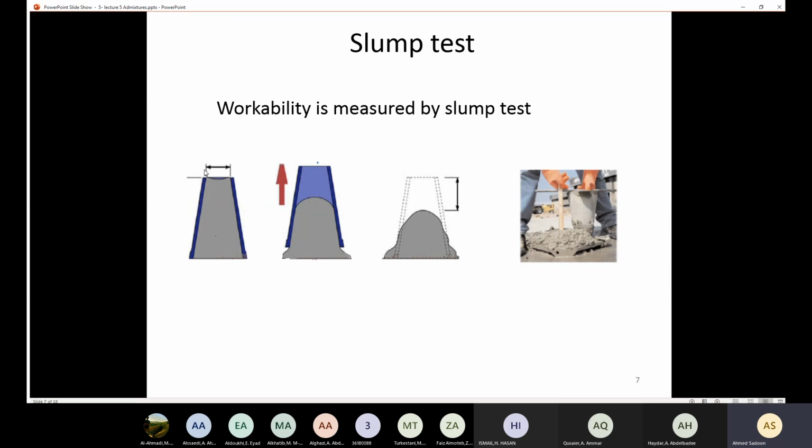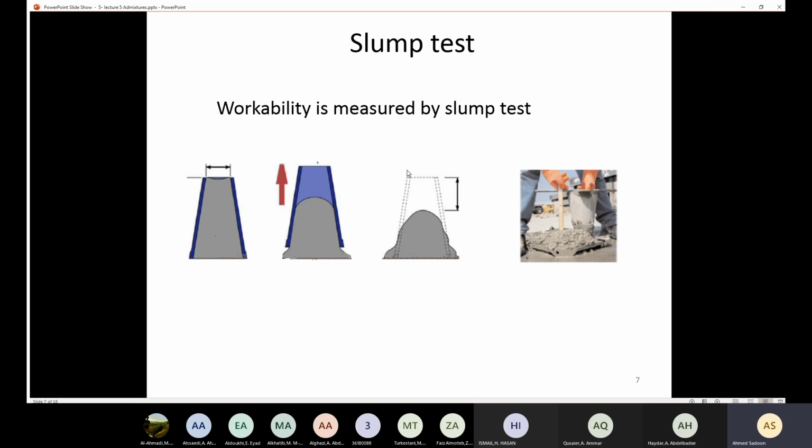The stroke is going to provide compaction. I'm going to decrease the voids. Then I'm going to release that conical shape from the concrete. And as a result, we are going to have a decrease in the height of the concrete.